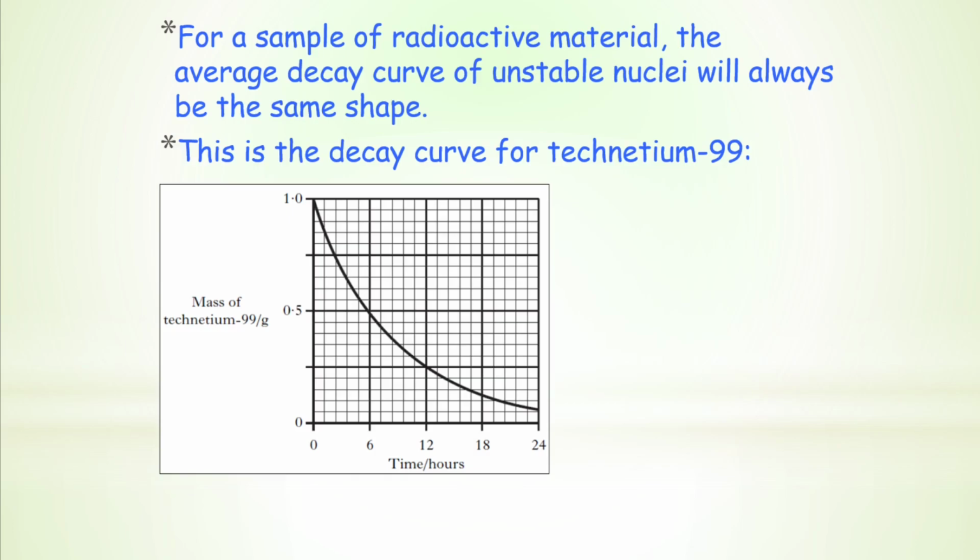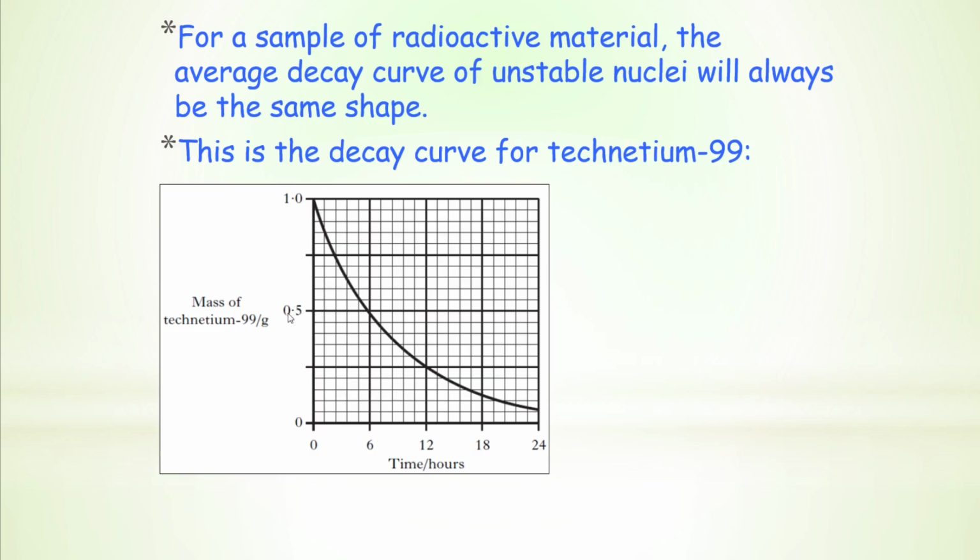It doesn't matter how much mass I have. I could have 1,000,000 grams here, and the time it takes to go from 1,000,000 grams to 500,000 grams is going to be 6 hours, because the half-life is always the same for each individual radioisotope. What I mean by that is, it won't always be 6, but the half-life, no matter what the mass is, will always be the same quantity of time.